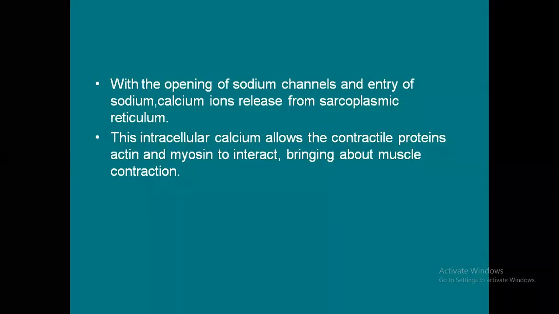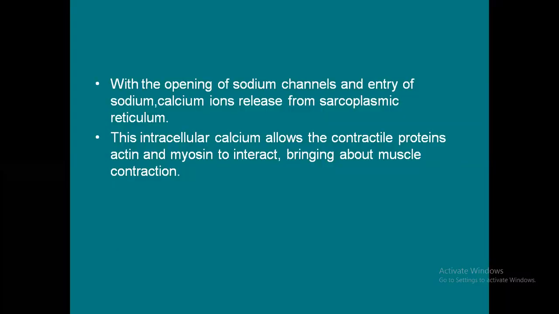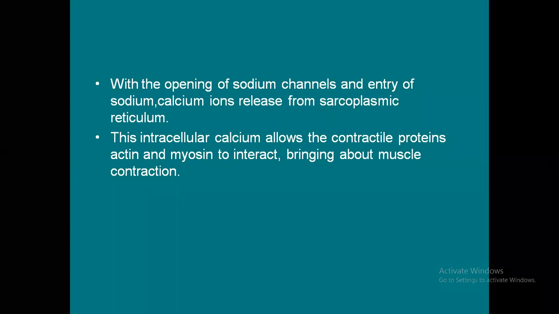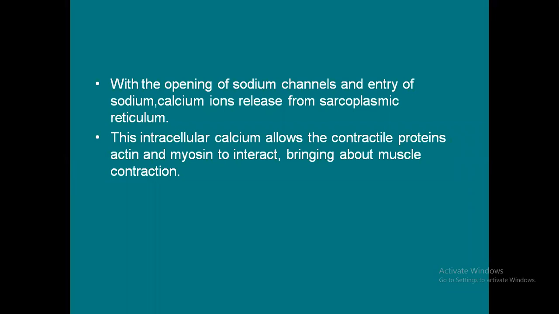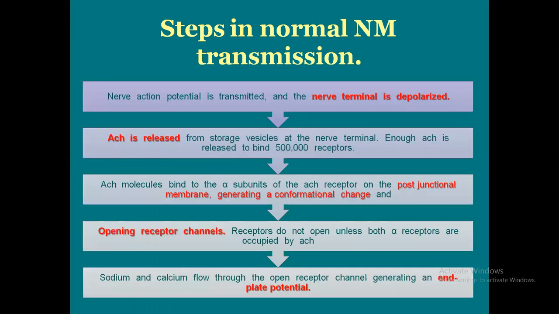Calcium is released from where? The sarcoplasmic reticulum. This intracellular calcium allows the contractile proteins, which are actin and myosin, to interact, bringing about muscle contraction. Now, these are the major steps which happen in neuromuscular transmission.